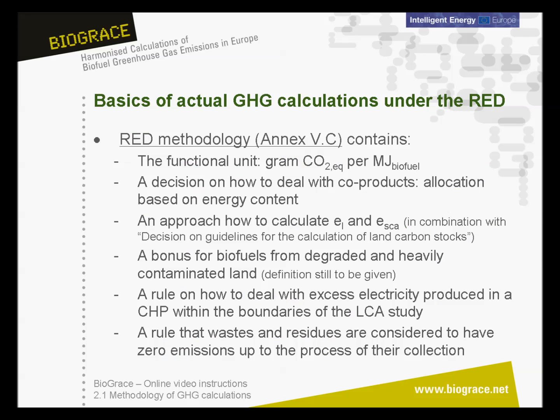Some important elements from the methodology, as given in Annex 5.C of the RED, are listed on this sheet. Many of them, like the energy-based allocation of co-products and the bonus of biofuels from degraded and heavily contaminated land, have been heavily discussed amongst LCA experts and policymakers. Being defined as they are in Annex 5.C of the RED, they provide a basis for making actual greenhouse gas calculations. Nevertheless, there are more detailed issues that have not been defined in the RED. Therefore, BioGrace has developed a set of calculation rules that are the subject of the following video instruction.